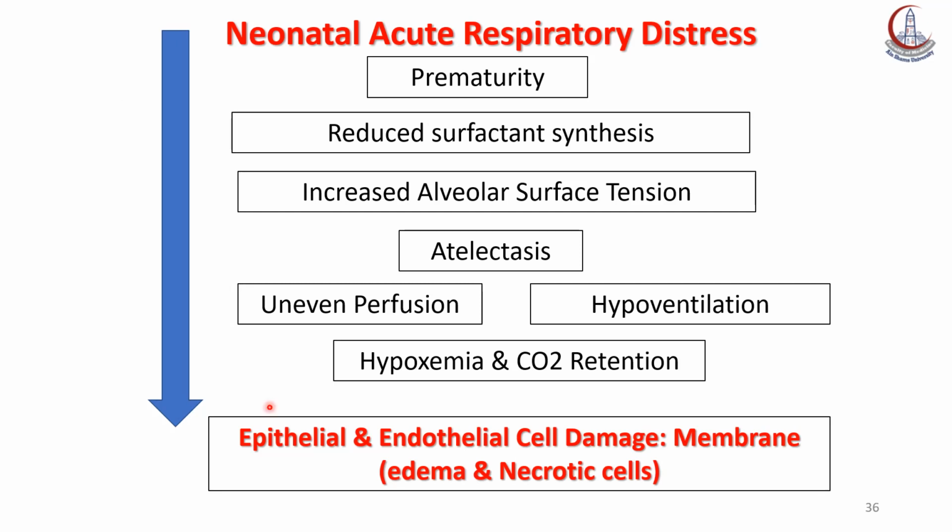So in prematurity, reduced surfactant synthesis increases alveolar surface tension, and then the alveoli collapse, leading to uneven perfusion and hypoventilation, hypoxia and hypercapnia, or increased carbon dioxide, with epithelial and endothelial cell damage and formation of hyaline membrane.